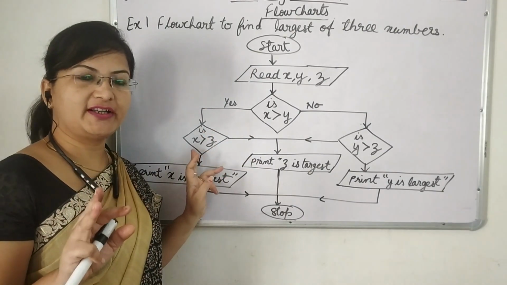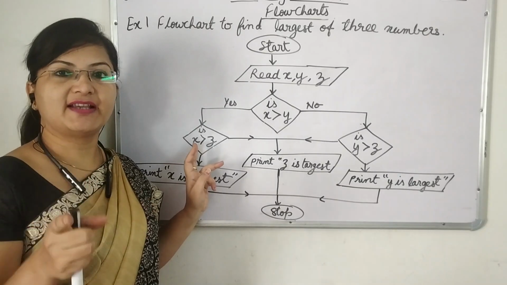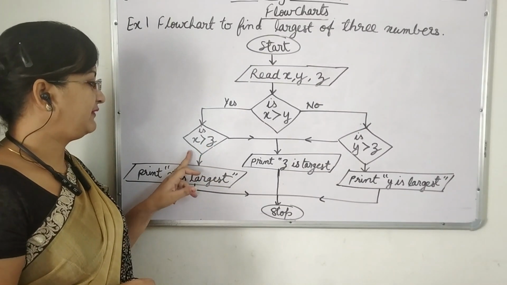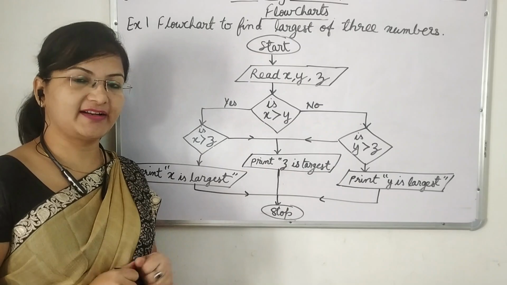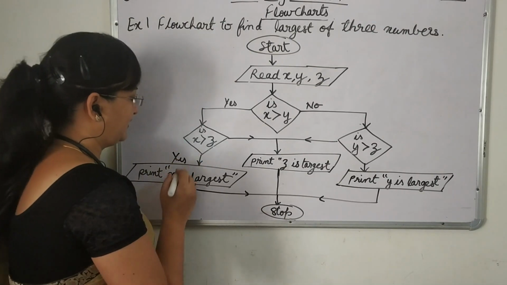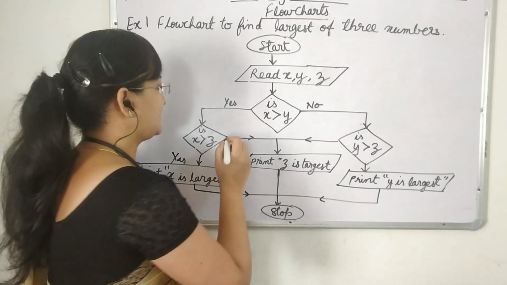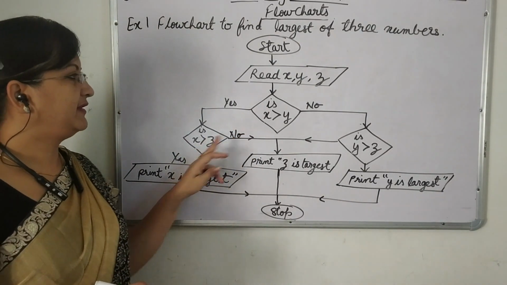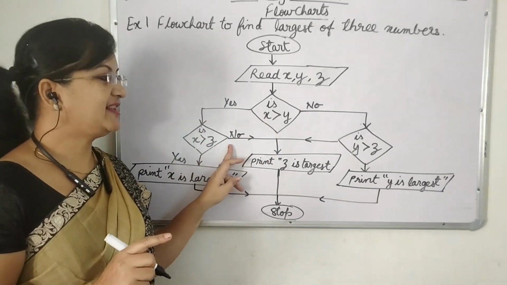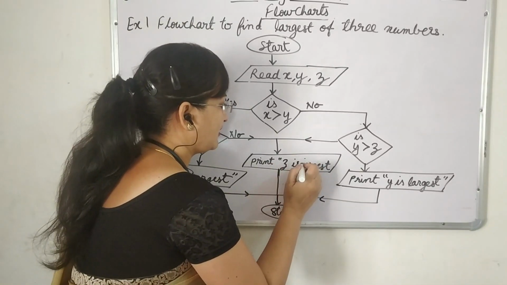Now x and y were already compared and you know that x is greater than y. That means now we will compare x and z. So here you can see x is greater than z. If x is greater than z, that means x is greater. If it is yes, this is the yes condition, then x is largest will be printed. And this is the false condition. If x is greater than y, but x is not greater than z, that means z is the largest number. So it will come here and will print z is the largest number.